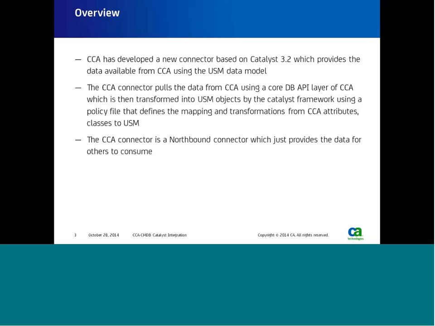The CCA connector is a northbound connector, which means it will only publish data to Catalyst. There are two modes we can operate with Catalyst: we can publish the data, or we can pull the data. The publishing part we call a northbound connector, and pulling the data is called a southbound connector. The SDM connector supports both northbound and southbound. It will pull the data from Catalyst, and in the same way it will push the data to Catalyst also.